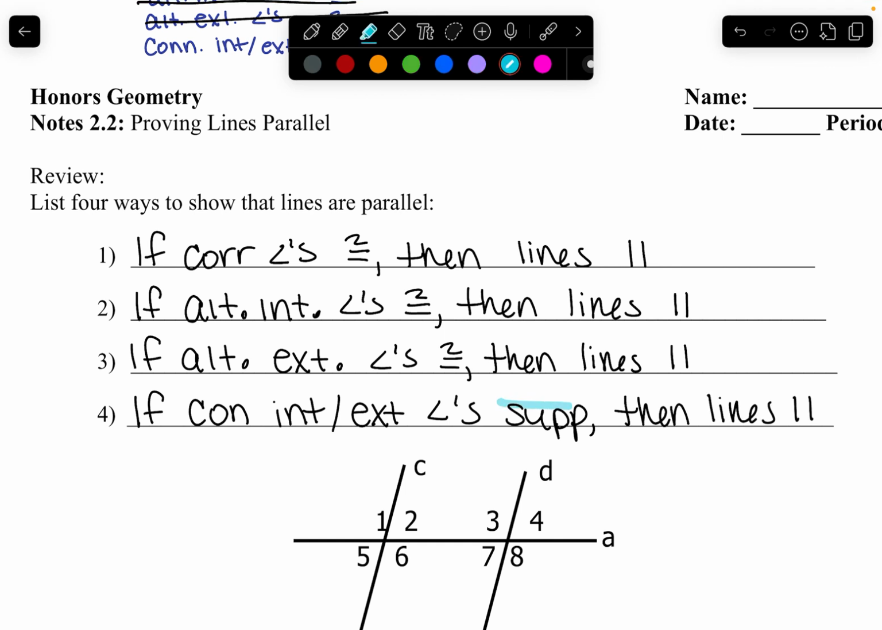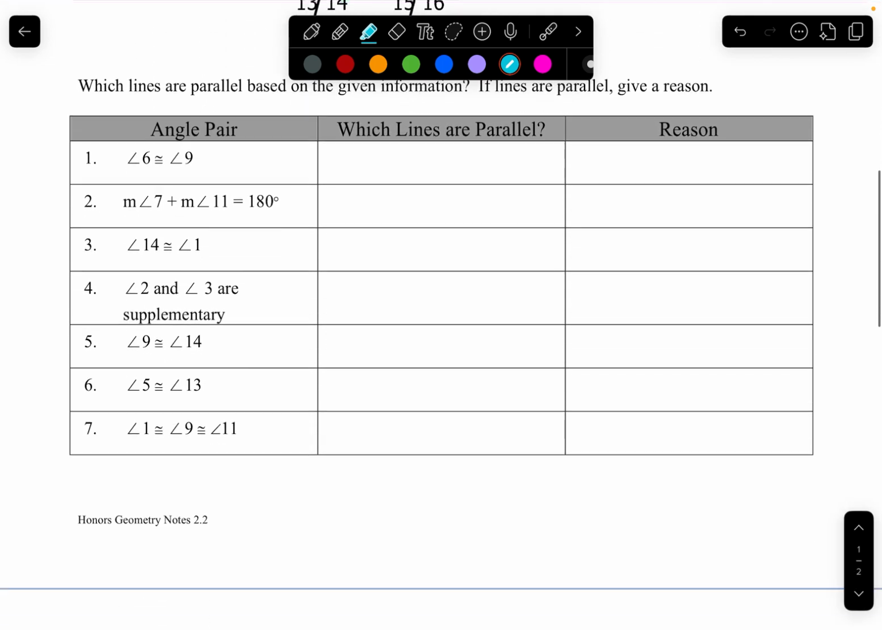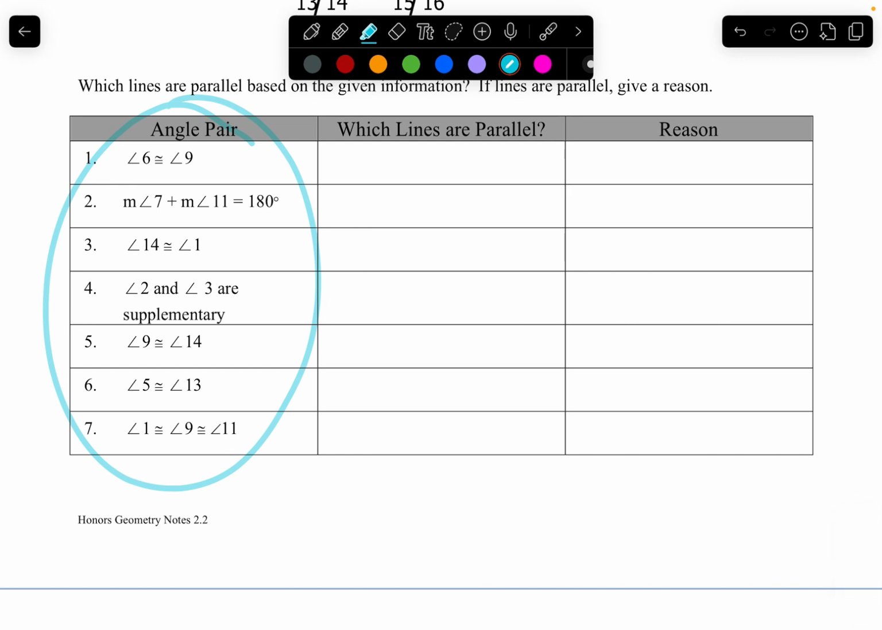Remember, these are supplementary. Your consecutive interior and exterior angles are supplementary. They are not congruent. I made a boo-boo. I'm so sorry. Okay? Supplementary. Okay. So down here, I am going to give you either congruent angle pairs or supplementary angle pairs. If I tell you that these angles are congruent or supplementary, then we have to determine which of our lines end up being parallel. And my reason would be if consecutive interior angles are supplementary, then lines parallel. That's what we're putting over here in the reason.